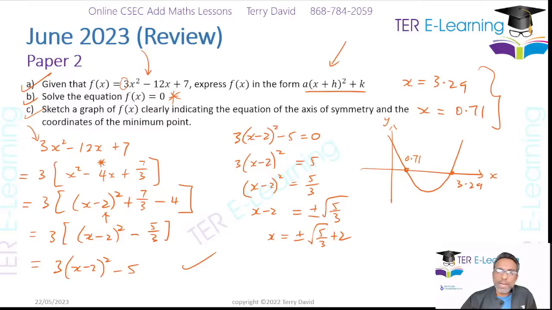And they also want us to put in the axis of symmetry at the minimum point. So your axis of symmetry is going to be this line here. This is your minimum point here. Could you all tell me what are the coordinates of the minimum point? What is this coordinate here? That minimum point.